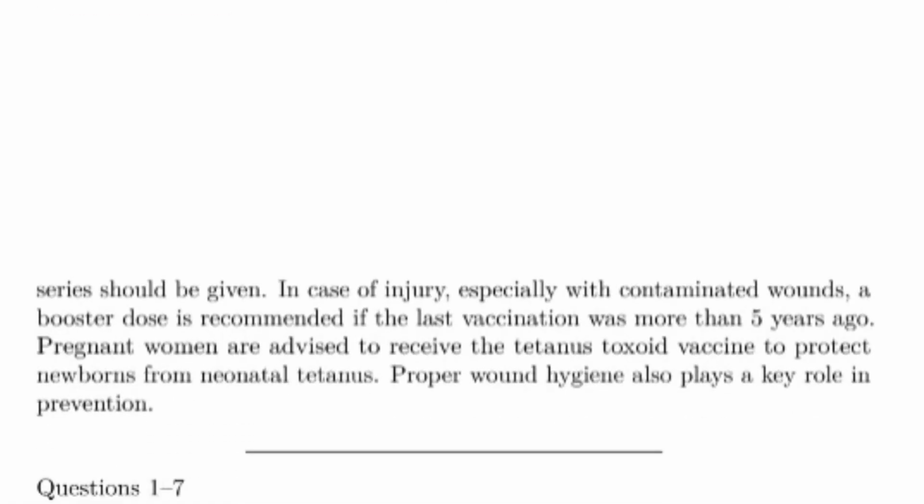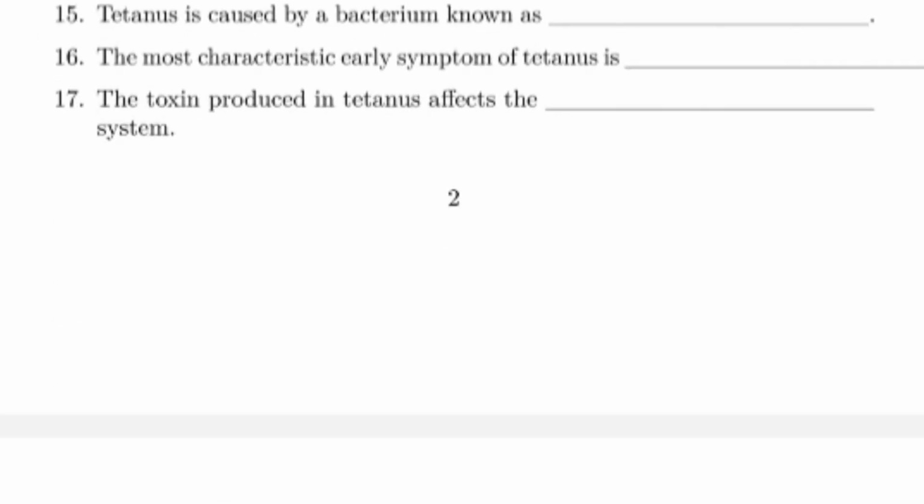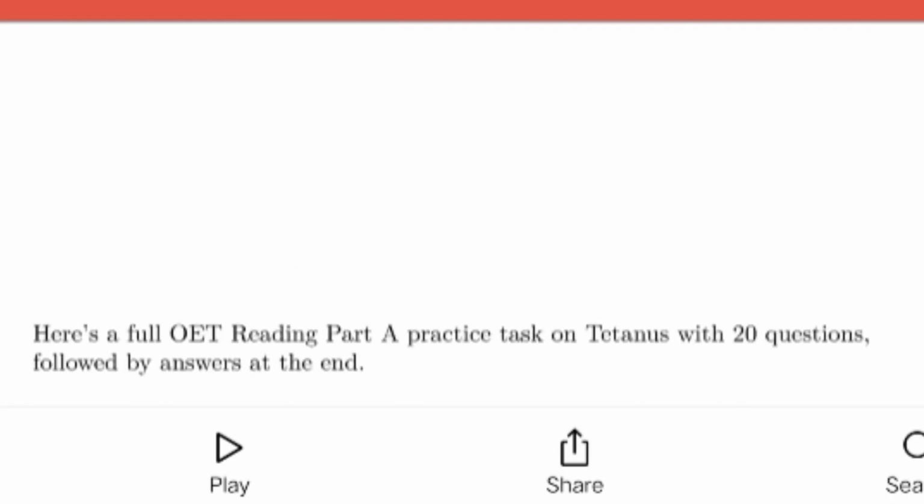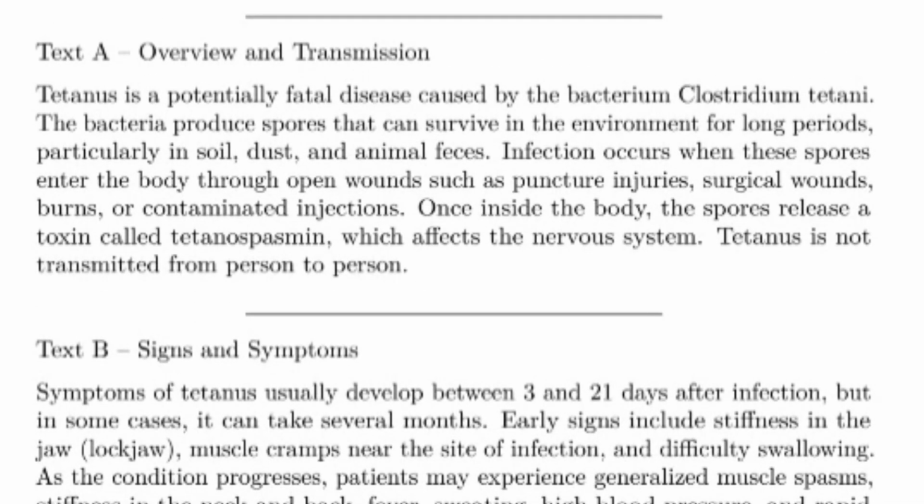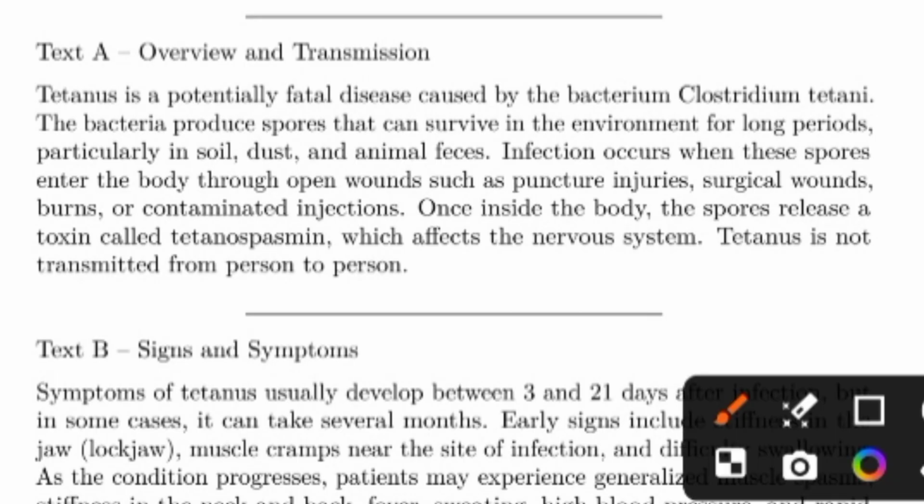Well, next move toward the 15th one. It's just a completion of sentences using words or phrases from the text. Here the first one is: tetanus is caused by bacteria known as. So we have to move directly to A, because here it is all about the overview. So the answer is Clostridium tetani. This is the main bacteria which causes infection for tetanus. Okay, this is the answer to number 15.